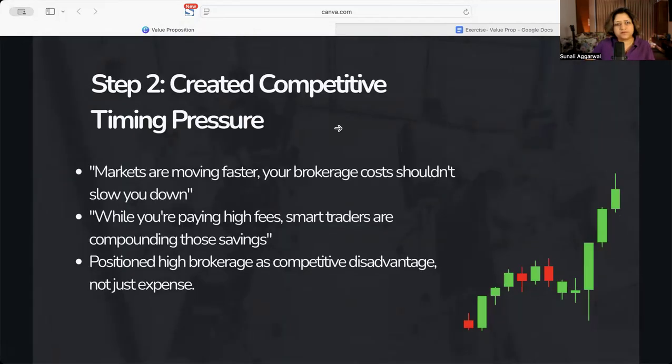They created competitive timing pressure. Markets are moving faster, you should slow down on brokerage cost. They positioned high brokerage as a competitive disadvantage, not just an expense. So while you're paying high fees, smart traders are compounding those savings. Let's say you were saving 2.3 lakhs. If you had saved that money, you would compound on that. You would make more money on that.